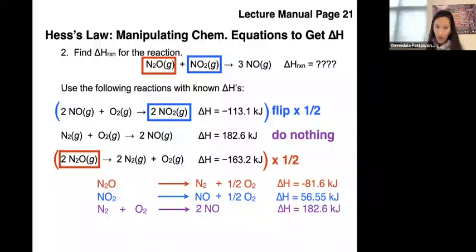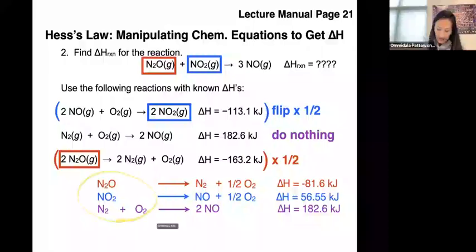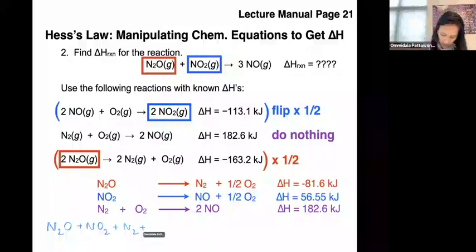Now remember Hess's law said that the overall enthalpy change, this overall step right here, can come from the summation of the individual steps. So these are the individual steps, which means you have to add them together. How you add them is you add reactants together and you add products together. So for example, in this case, you're going to add N2O plus NO2 plus N2 plus O2.